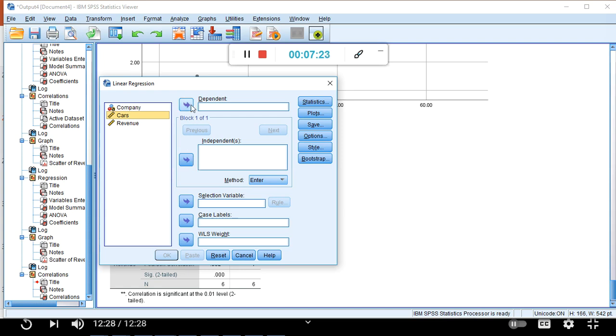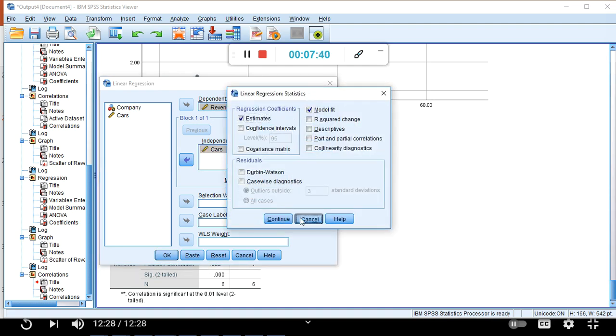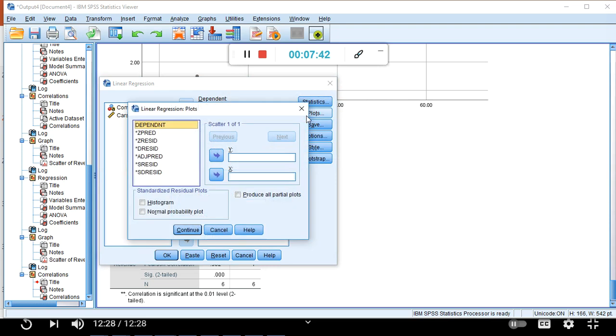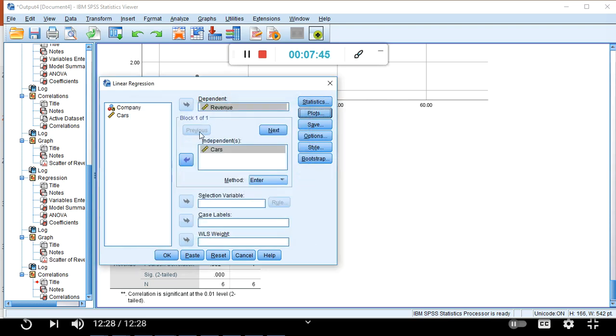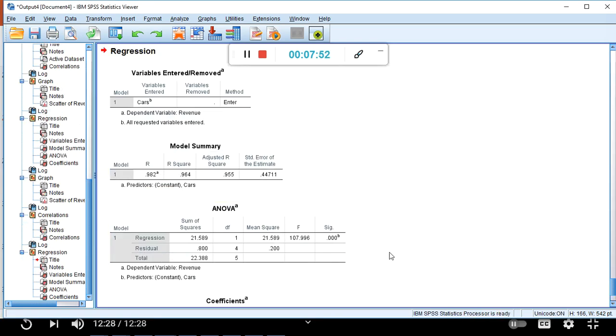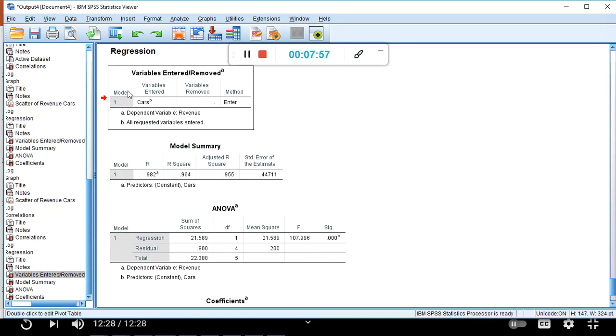So what we want to do is put our dependent variable in. That's going to be revenue. The dependent variable is what we're predicting. It's our y value. So in this case, it's revenue. And then the independent variable, the x, is the cars. For now, don't worry about all this other stuff. We are going to play with some of it very soon. But for now, just ignore it and run this basic model with the dependent variable revenue and independent variable cars and hit go. And we get all this, and you're like, oh my God, what is this? Don't worry about variables entered, removed for now. We don't need that.